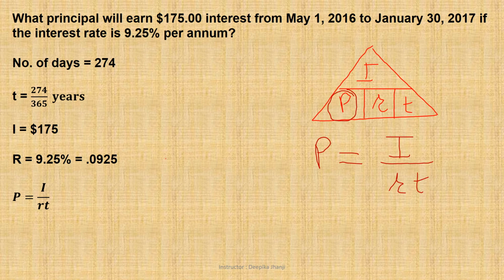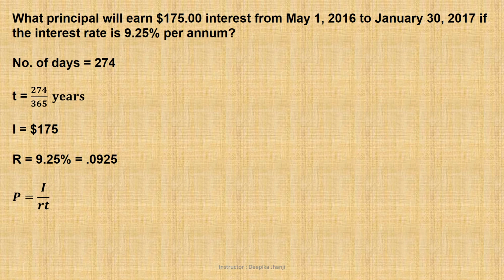Let's say in any other question you want to calculate R, then our formula will become R equal to I still stays on the top and P goes at the bottom. Another variable is T, right? So R is equal to I upon PT. This is how we can change the forms of the formula to calculate different variables. Now coming back to the question, P is equal to I upon RT. Let's plug in all the values here. So we get P equal to 2520.